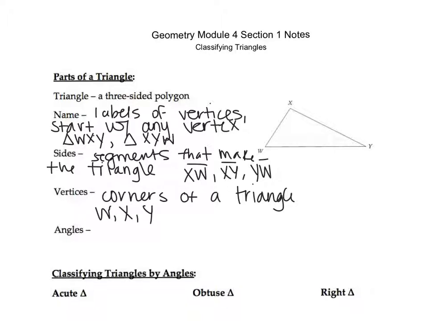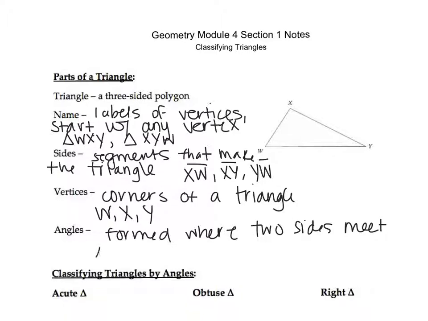And lastly, the angles. And angles are formed where two sides meet. And if there are three vertices, there are three angles as well. And I'm going to name the angles by their vertices since there aren't multiple angles. So we have angle W, angle X, and angle Y. You could also use three letters to name each of these angles, but that is unnecessary since there's only one angle at each vertex.